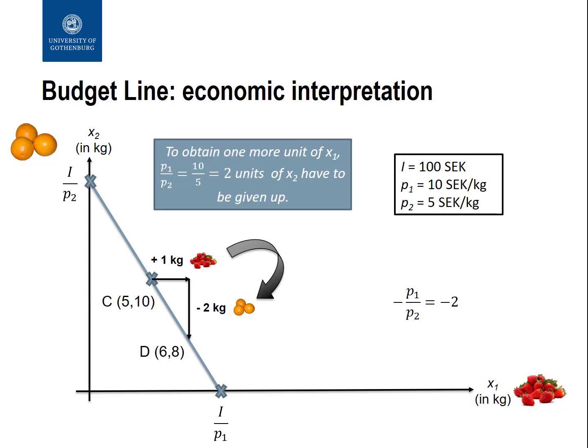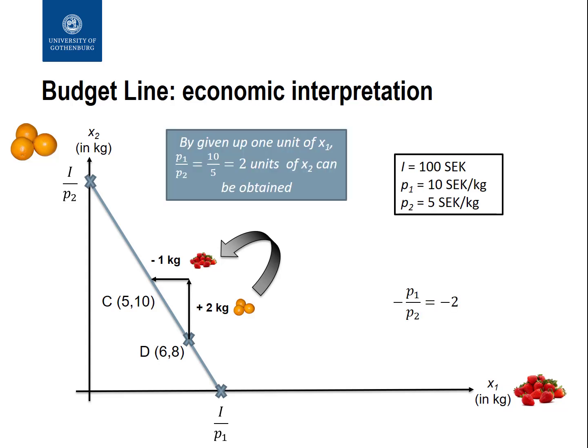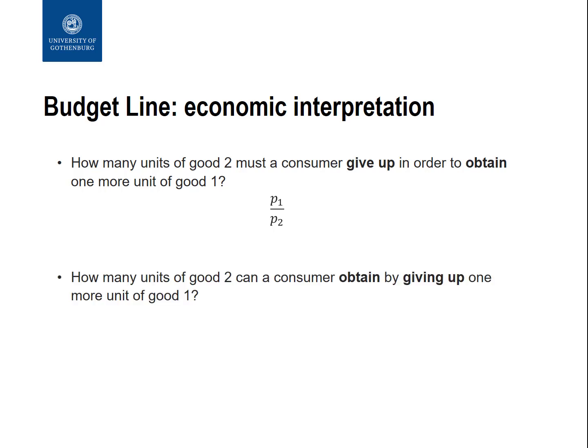So now, if we do the reverse, so that the initial bundle contains 6 kilos of strawberries and 8 kilos of oranges. To buy 2 more kilos of oranges, how many kilos of strawberries does Jenny have to sacrifice? 1 kilo of strawberries has to be given up. So to the general question, how many units of good 2 must a consumer give up in order to obtain 1 more unit of good 1? The answer is P1 over P2. And the reverse holds. How many units of good 2 can a consumer obtain by giving up 1 more unit of good 1? Then the answer is P1 over P2 as well.